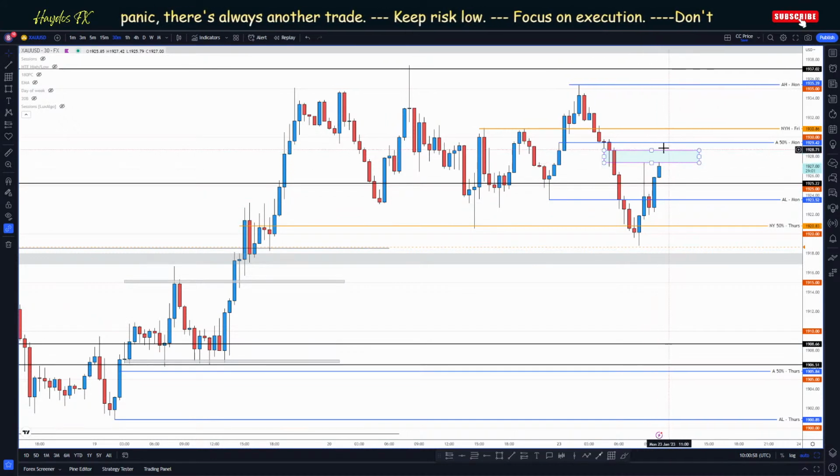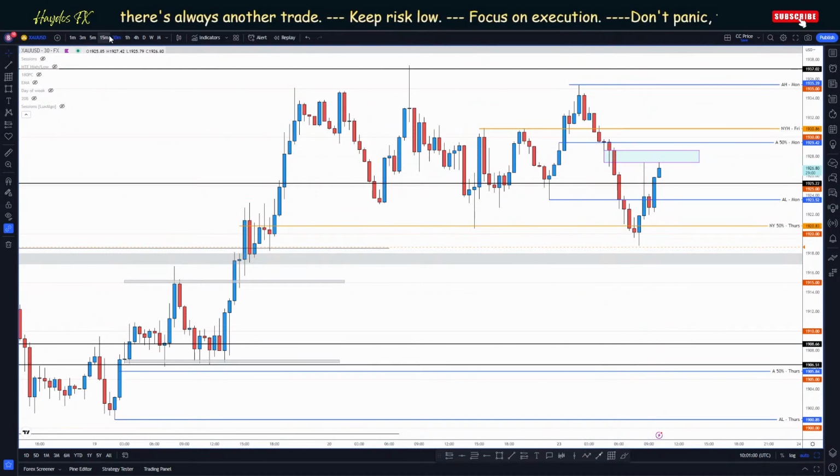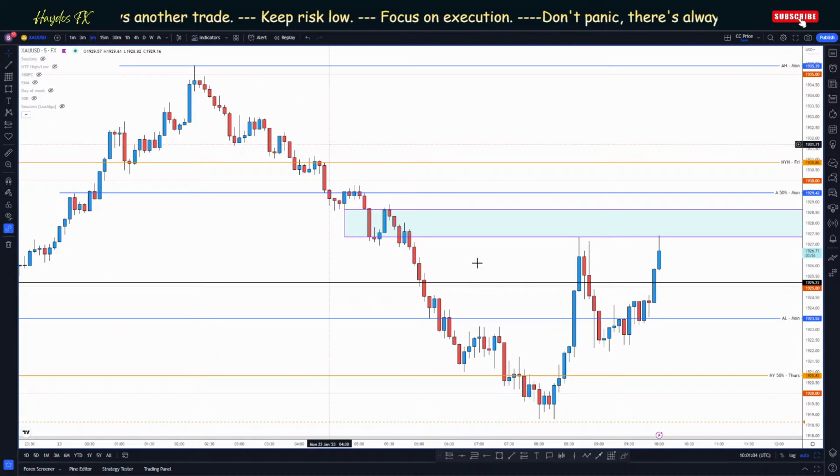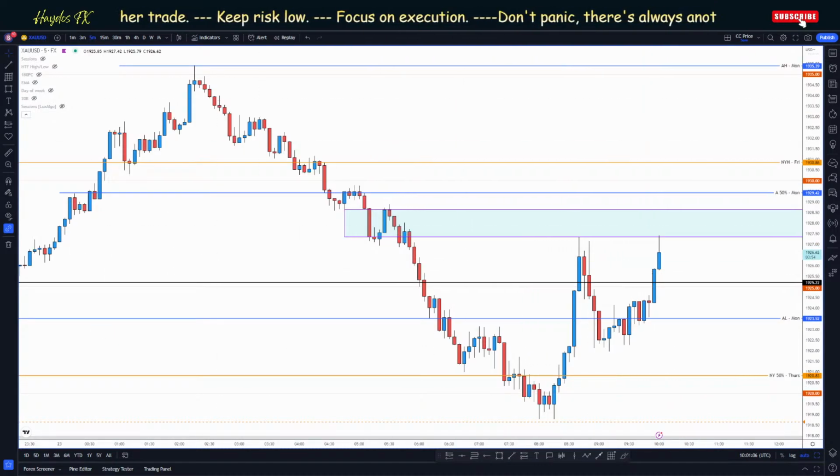This is where I want to see fake outs from this area now. It bounced on my right.